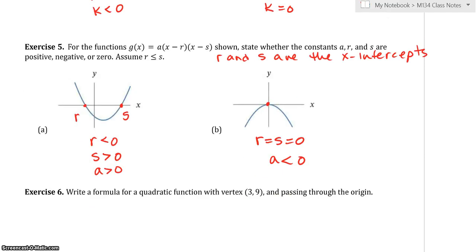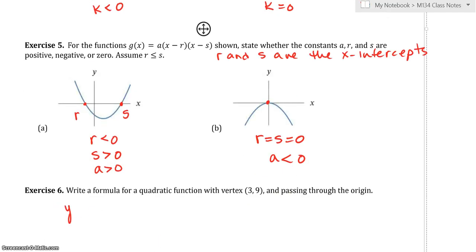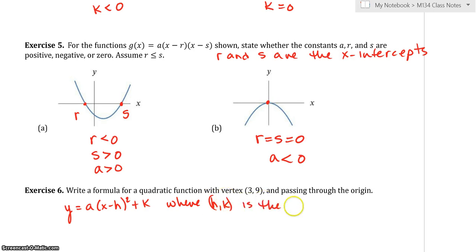So let me go ahead and at least write that down. What's vertex form? Where h and k is the vertex. The reason I'm using the vertex form is because we have the vertex. The h is 3 and the k is 9. So go ahead and pause this, see if you can do exercise 6, and come back for the solution.